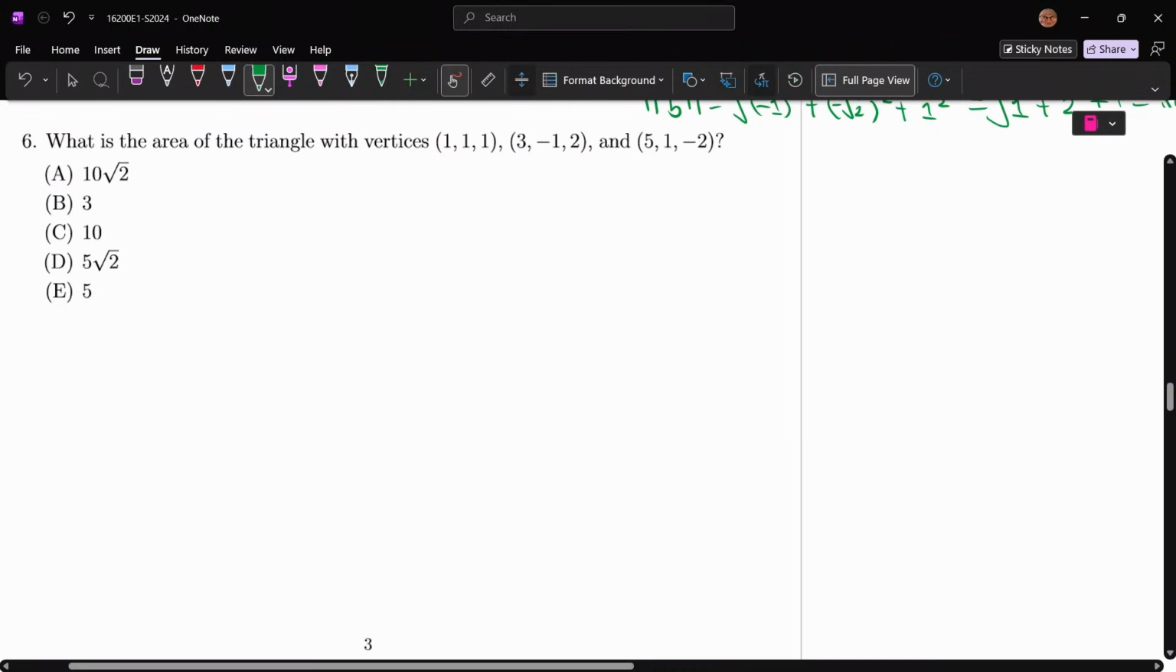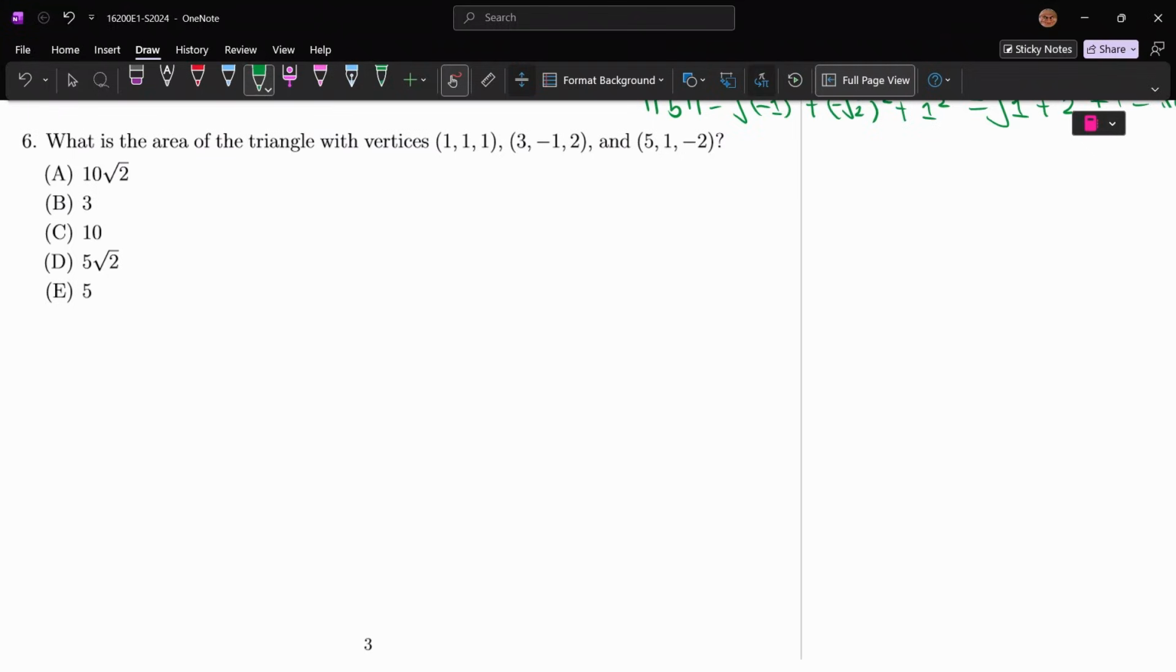Alright, so what is the area of the triangle with the given vertices? We're given vertices, and it's asking us to find the area. Because of that, we're going to have to come up with some vectors, take a cross product between those vectors and divide it by 2, and we'll have an answer.